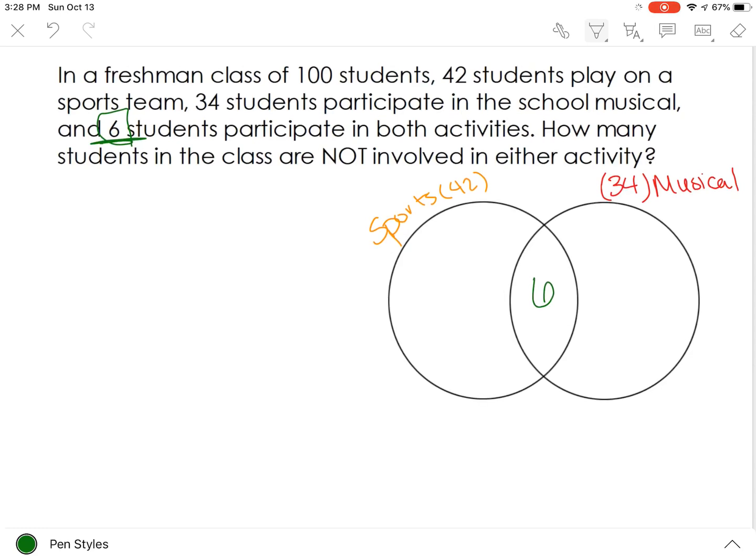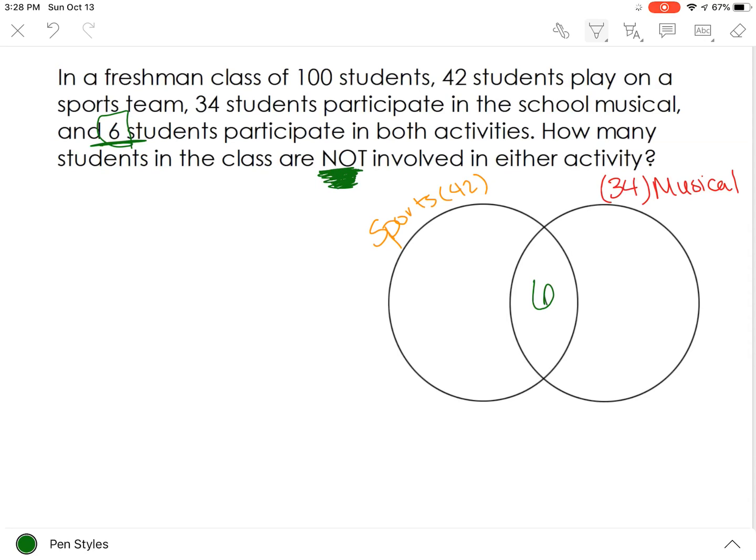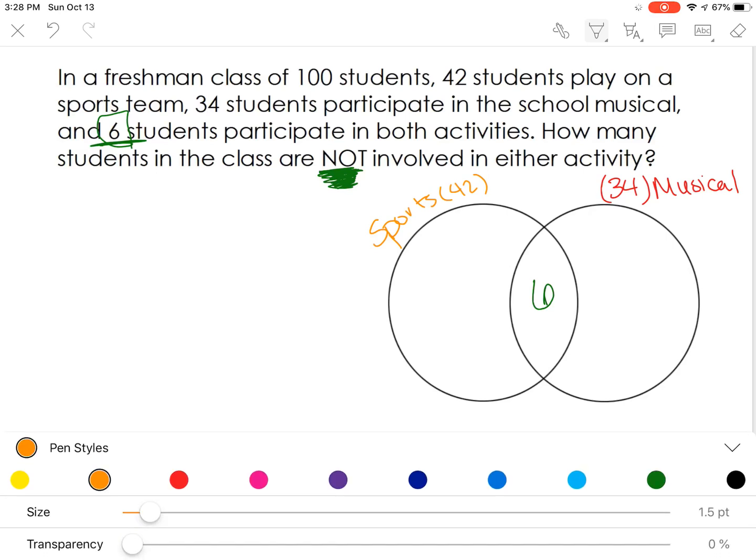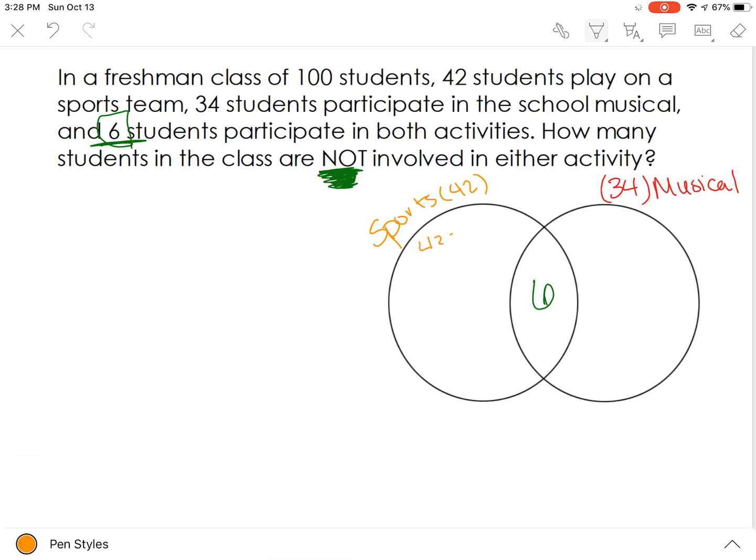How many students in the class are not involved in either activity? All this information we're given in the problem is telling us if they are involved in sports and or the musical, but we want to figure out how many are not involved in either of them. So to do that, we're going to start by filling out our Venn diagram. We know that 6 play both, which means for our sports, 42 minus 6 tells us that a total of 36 are just in sports. For our musical, 34 minus 6 tells us that a total of 28 are just in the musical.